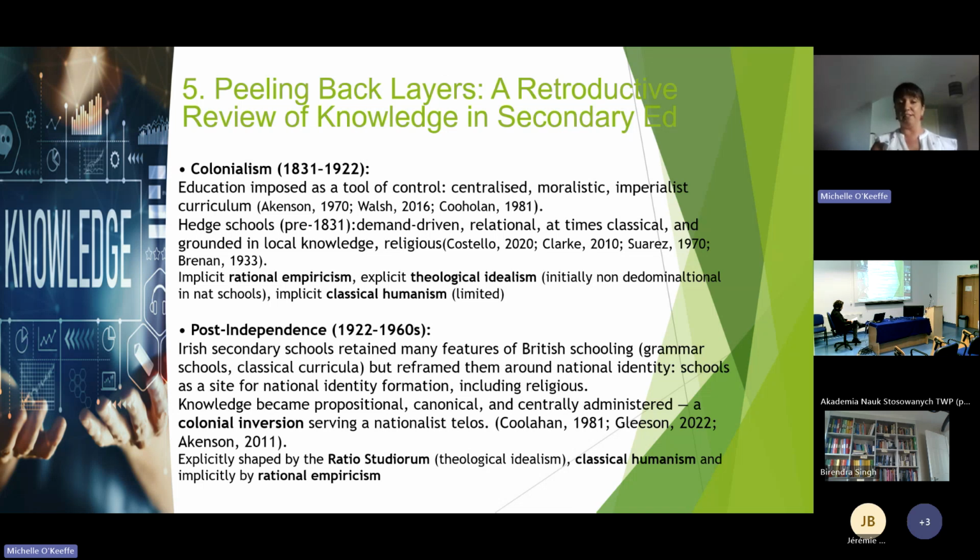but they were fee paying, they were demand driven, they were relational at times, and they focused on the classical and classical humanism. They were grounded in local knowledge, but they were religious as well. So you had those hedge schools at the time of the implementation of the 1831 national school system. The two of them were coexisting. As time went on, the hedge schools went out of circulation and the national school system became dominant.